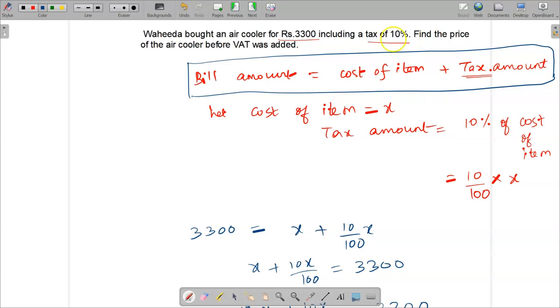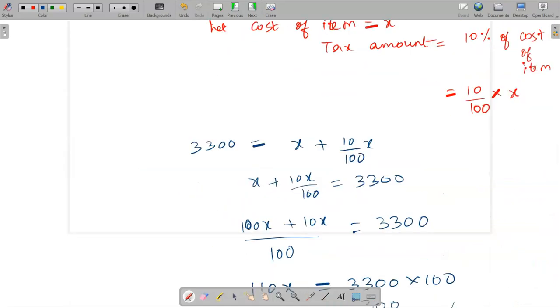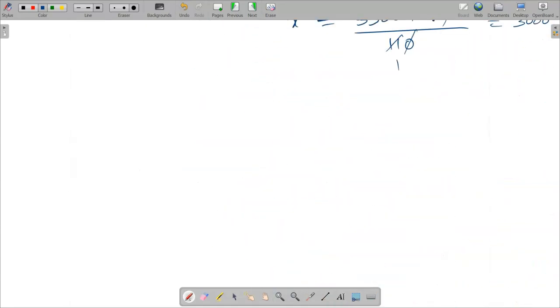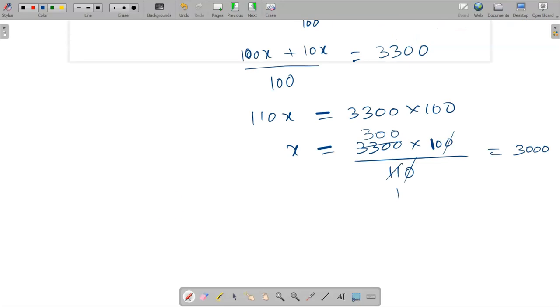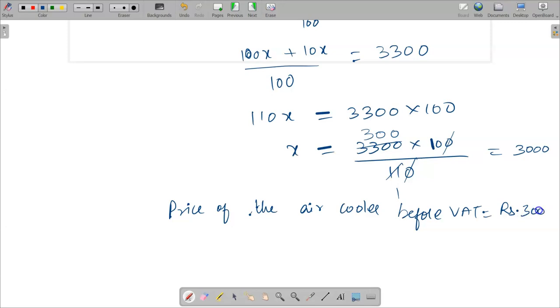So finding the price of the air cooler before VAT has been added is nothing but finding the cost of the item. The price of the air cooler before VAT is equal to rupees 3000. This is the answer for the given problem.